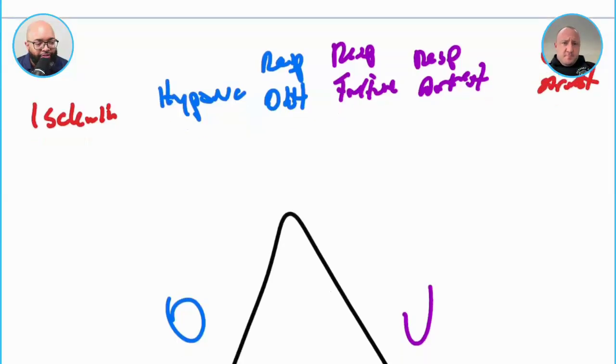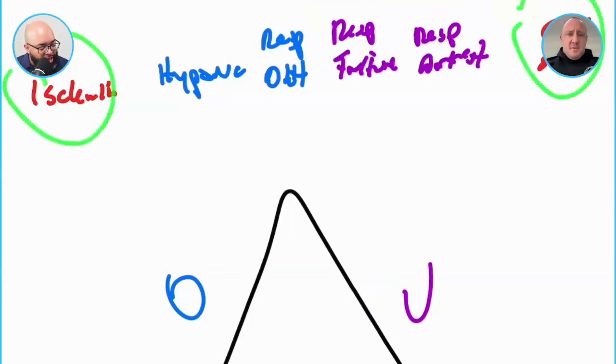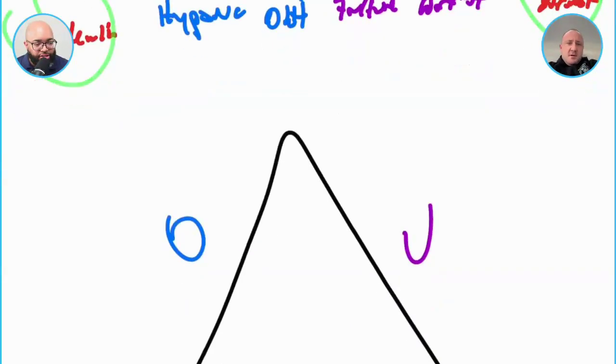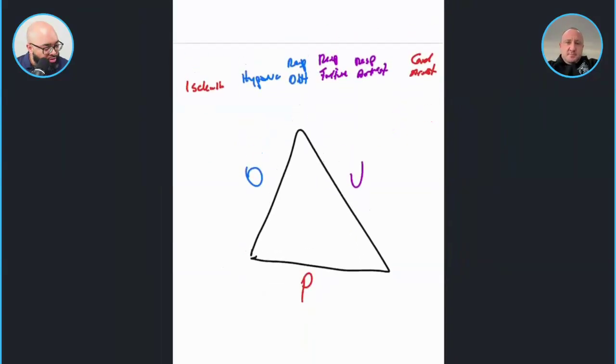Okay. Notice how I have these color coded. Everything in red is primarily a ventilation problem. Everything in blue is primarily an oxygenation problem. Everything in purple is primarily a ventilation problem. So the biggest thing you've got to figure out is this oxygenation versus ventilation. Okay, that's what you're asking me. You're saying, how do I figure out an oxygenation versus a ventilation problem?